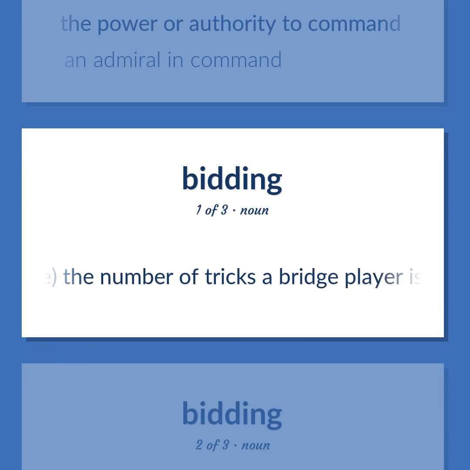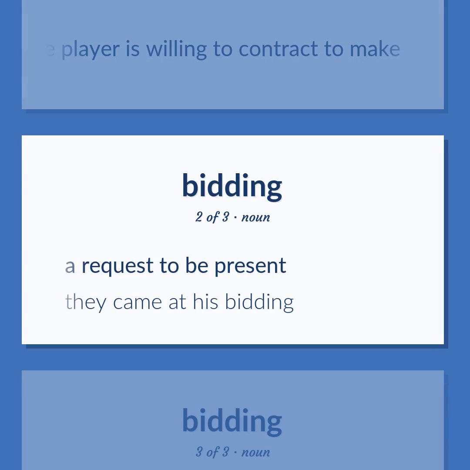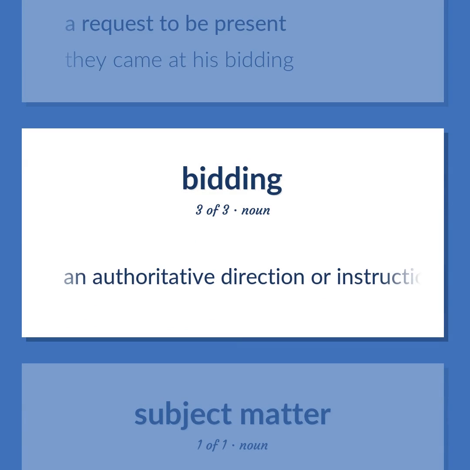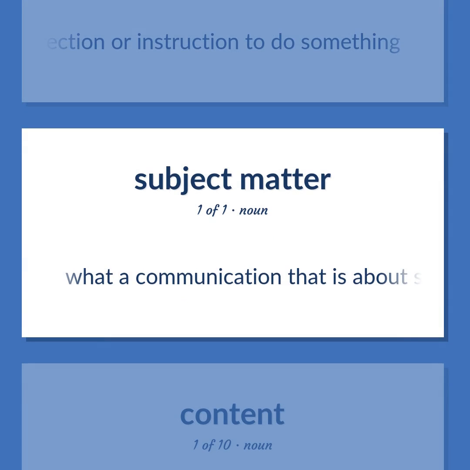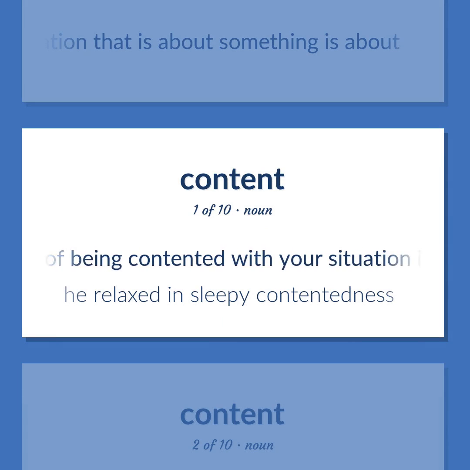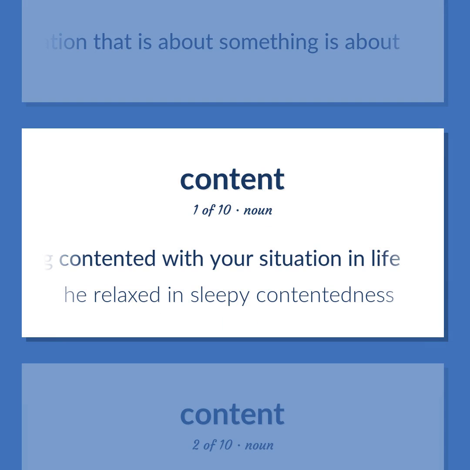Bridge, the number of tricks a bridge player is willing to contract to make. A request to be present. They came at his bidding. An authoritative direction or instruction to do something. What a communication that is about something is about. The state of being contented with your situation in life. He relaxed in sleepy contentedness.